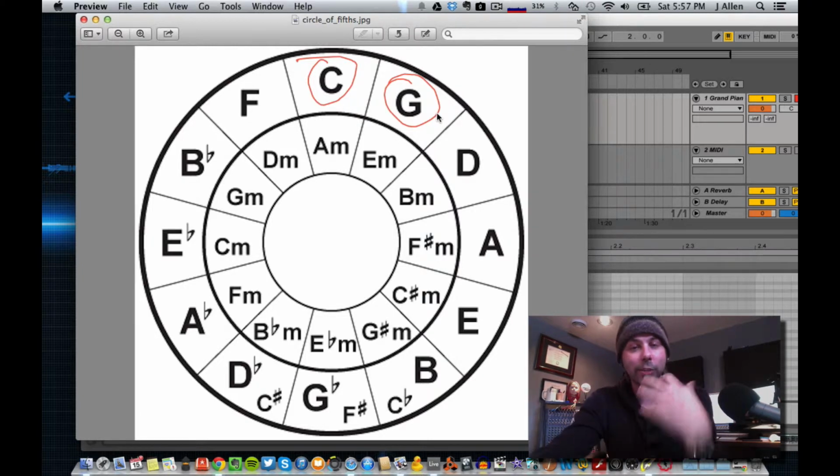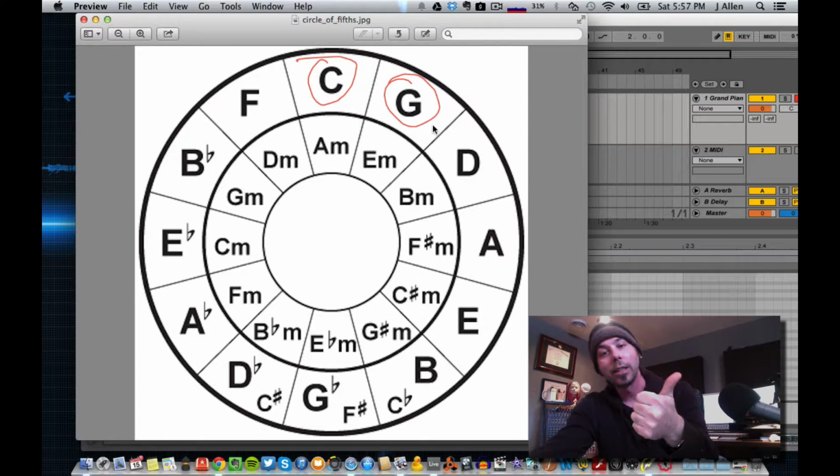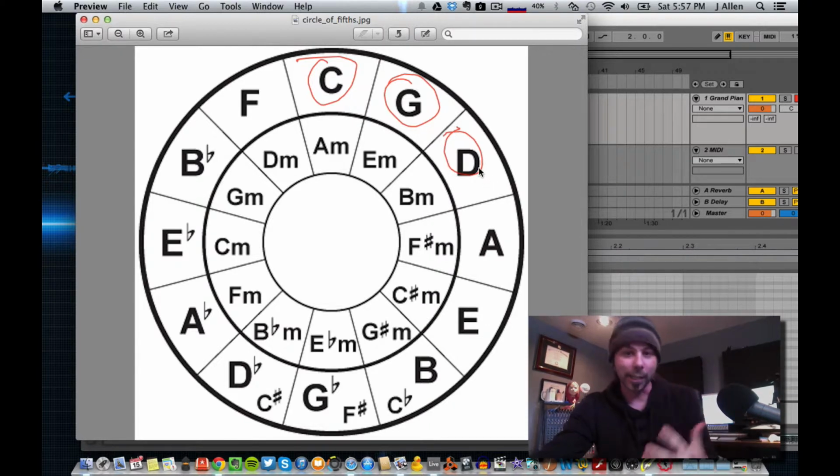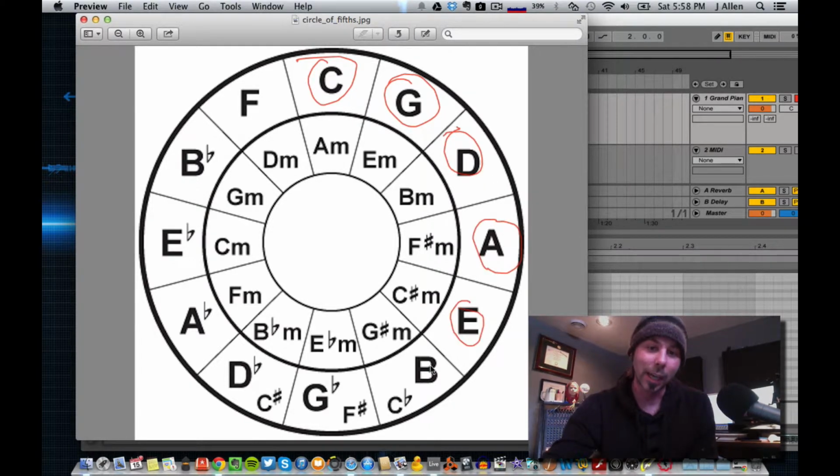If we're in the key of G and we count up 5, it's going to be G, A, B, C, D. That gets us to D. In the key of D, if we count up 5, we get to A. In the key of A, when we count up 5, we get to E. And so on through all the notes.